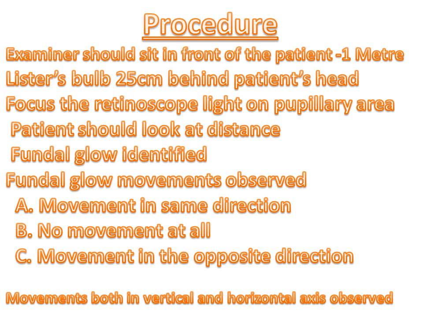Movement can be of 3 types. Movement in the same direction as the movement of the retinoscope. Next possibility is no movement at all. Third possibility, movement in the opposite direction. Movement should be checked both in the vertical axis and the horizontal axis.